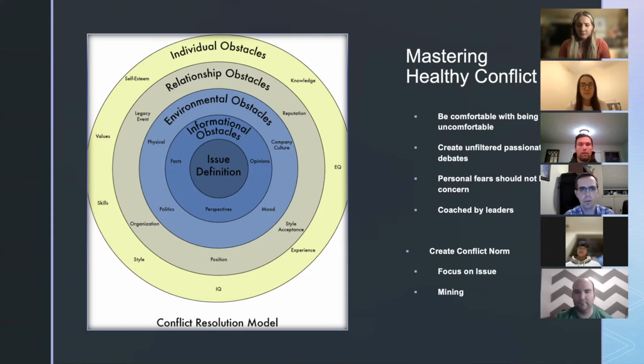To do that, you have to put personal fears aside. You have to make sure that the conflict that is being had is not personal. And it's very important to create conflict norms among your group. To do that, we need to focus on the issues at hand. Like you stated, you care too much is what you stated to us in your interview.